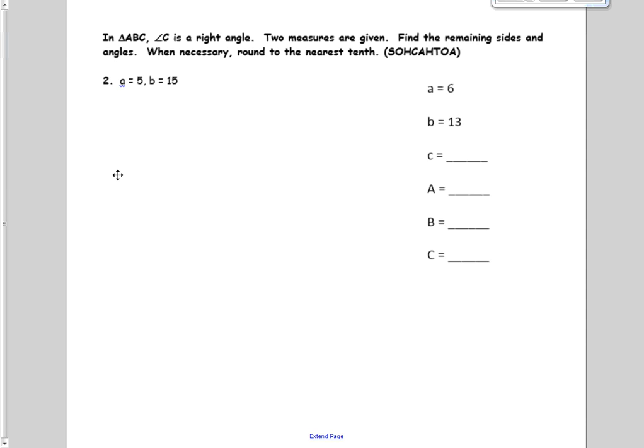In question number 2, the problem is describing a triangle ABC. It says that angle C is the right angle. So if I draw that, I know I'm going to have a right angle. This is a triangle. I know that the right angle is angle C.